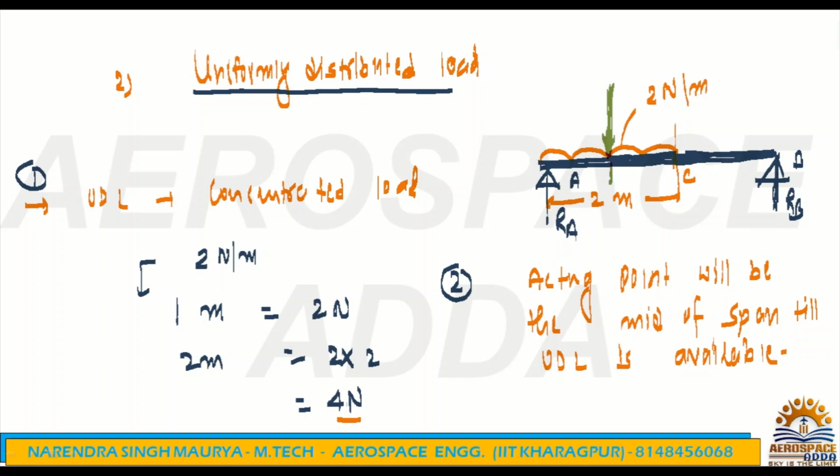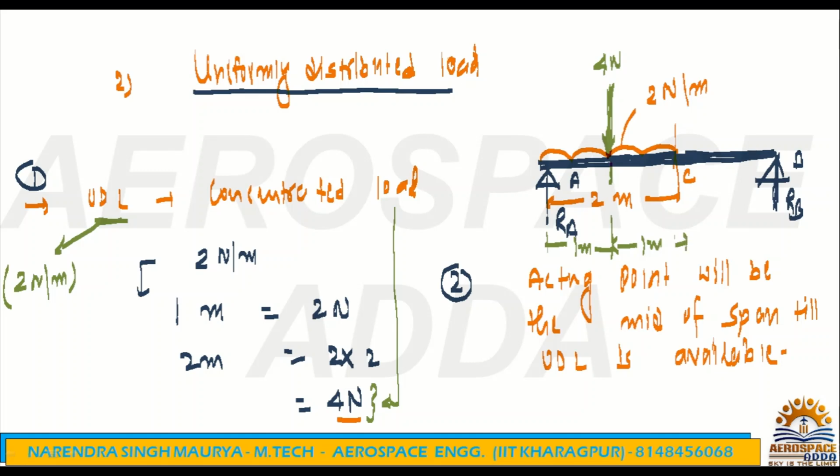What is equivalent to the UDL now? The concentrated load will be 4 Newton. So once you have written 4 Newton, the 2 Newton per meter is gone. It's not required because you have converted it into a concentrated load. What was the intensity of the UDL? It was 2 Newton per meter. Now you have converted it into a concentrated load. What is this concentrated load value? This 4 Newton. Where will it be acting? It will be just half of the span, meaning it will be acting at 1 meter, and on this side 1 meter. I hope this one is clear.